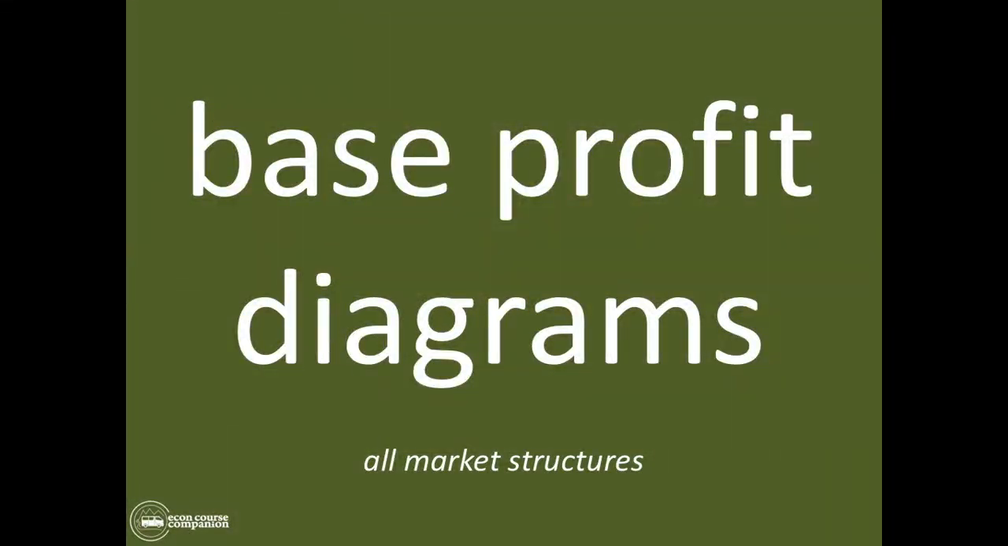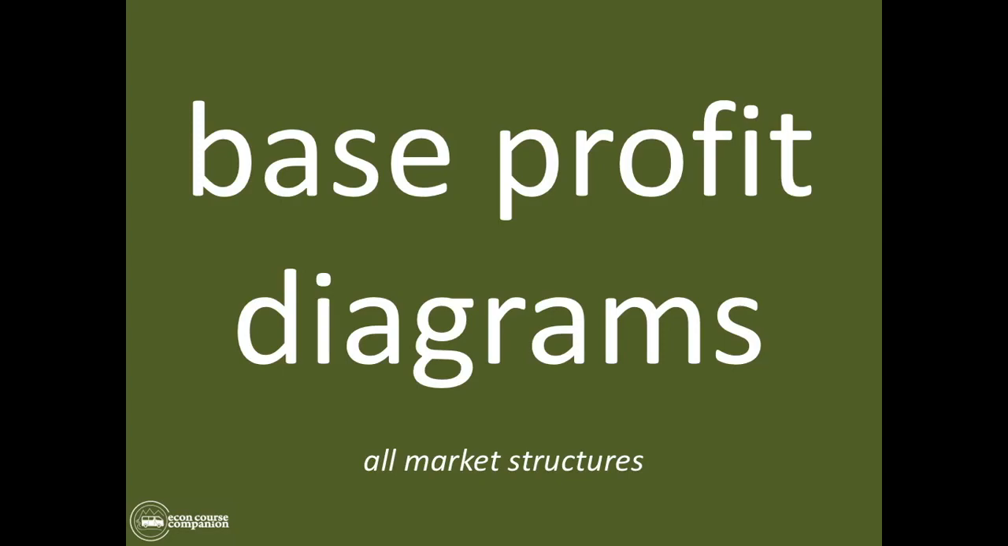Today we're going to take a look at the base profit diagrams for all the market structures that you study in Theory of the Firm. What does that mean? Well, the profit diagrams are diagrams that show abnormal profit, normal profit, or a loss. Each one of those profit levels must be shown in the market structure of perfect competition, monopoly, monopolistic competition, or oligopoly. By the way, I feel like this might be the most important video you can watch in your studies of Theory of the Firm.